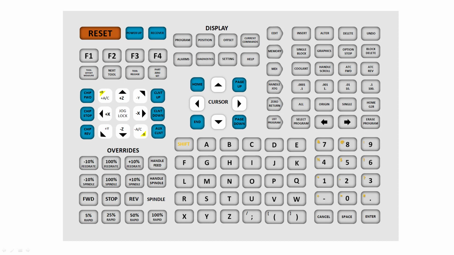Our last key group is the function keys. These keys are used to navigate menus and perform specific setup functions that differ between our mill and lathe. We'll briefly look at both machines to explore these operations.